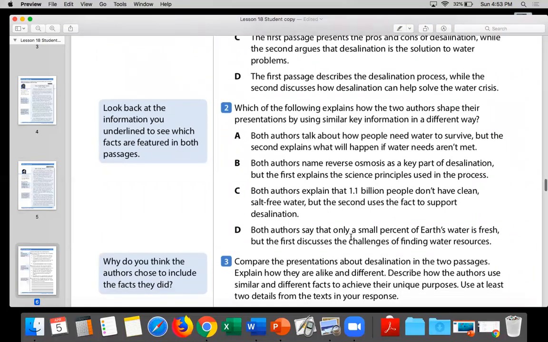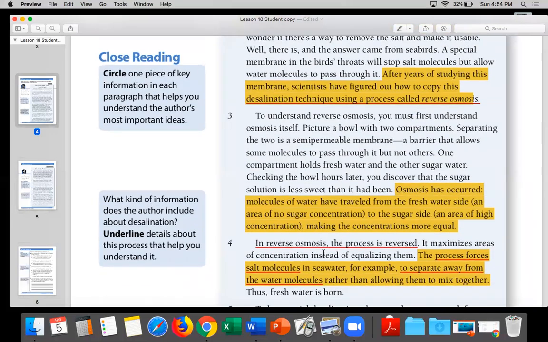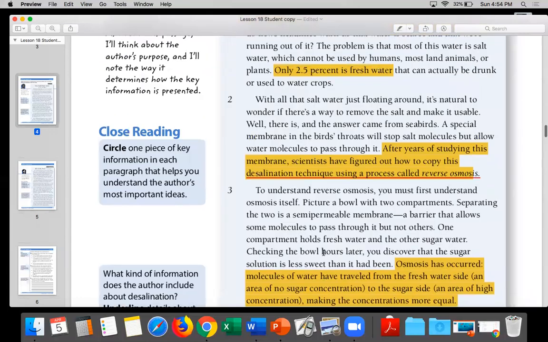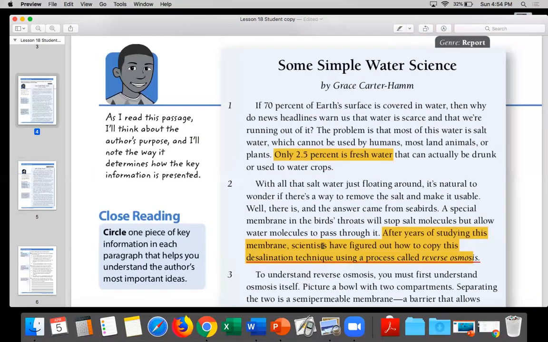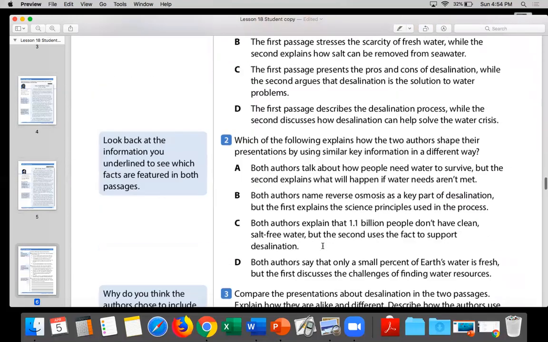All right. Both authors say that only a small percent of Earth's water is fresh, but the first discusses the challenges of finding water sources. Yes, they both talk about only a small percent of Earth's water being fresh, but the first one, discussing the challenges of finding fresh water sources, mentions it in the beginning, but it doesn't really go on and on about the challenges. So our correct answer would be B.